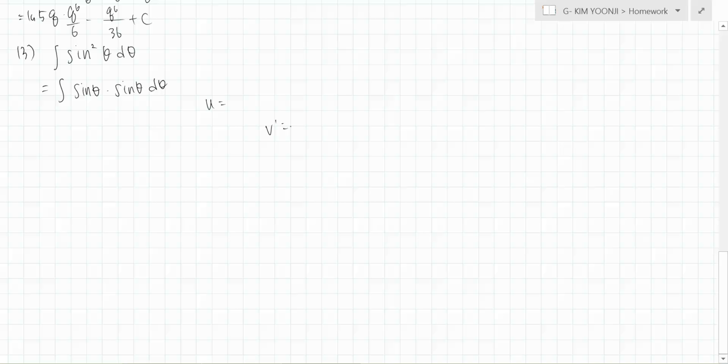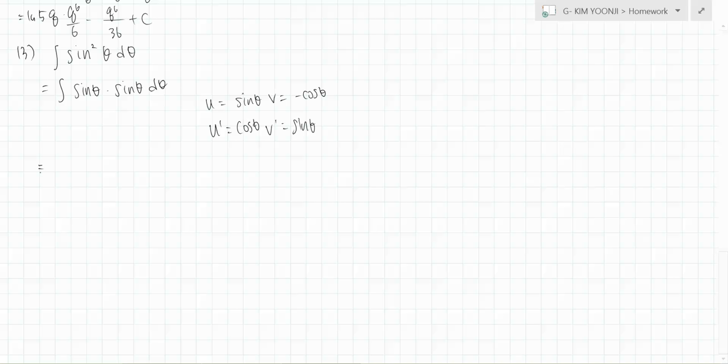So u equals sine theta, v prime equals sine theta, u prime equals cosine theta, and then v equals negative cosine theta. Okay, so we write this by using integration by parts: uv minus the integral of u prime v.